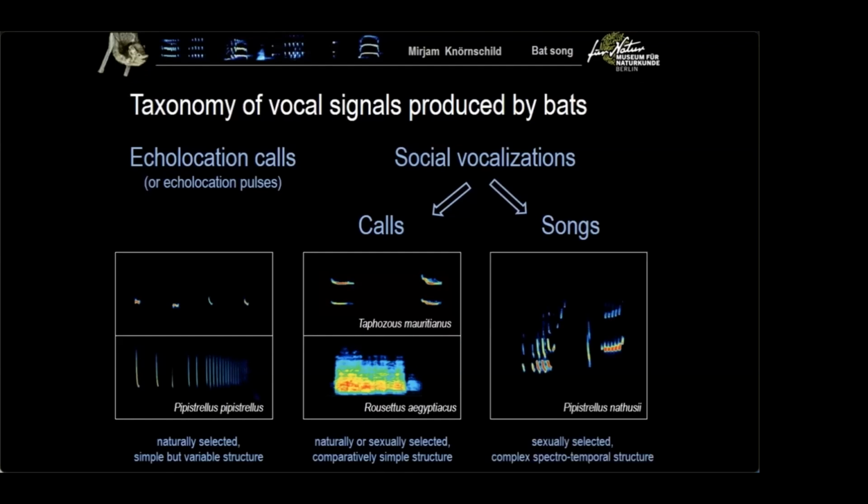Songs, on the other hand, are always sexually selected by definition, and they have a comparatively complex spectral-temporal structure. And the example I brought you here is again from a European species, Pipistrellus nathusii, and that's one song motif the males produce to attract mates and to deter rivals.